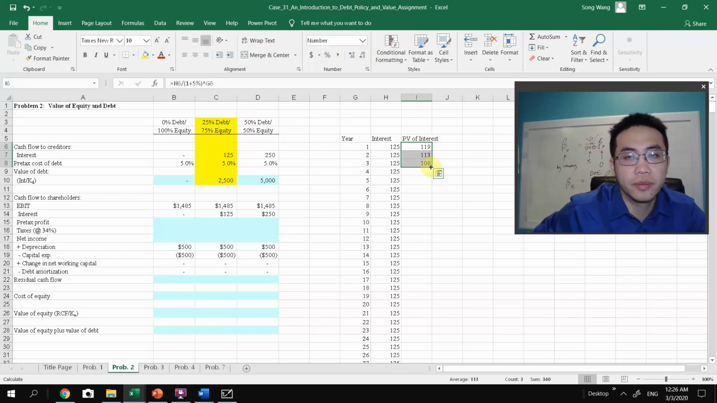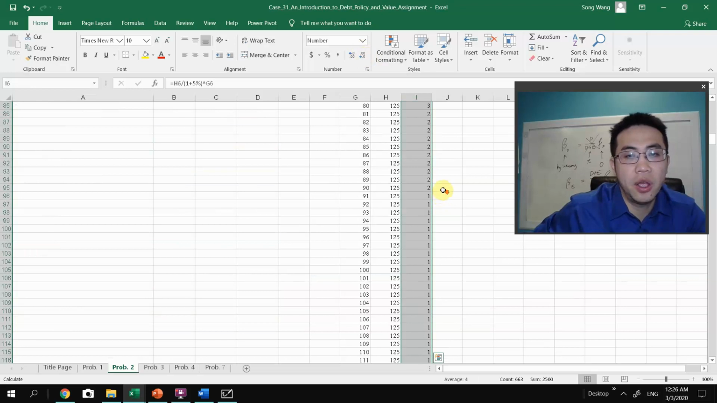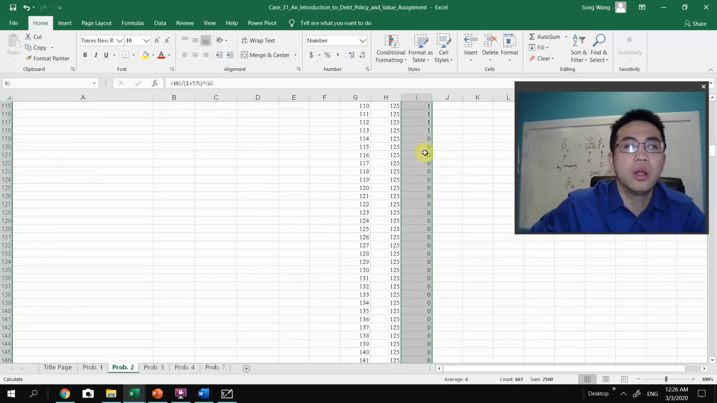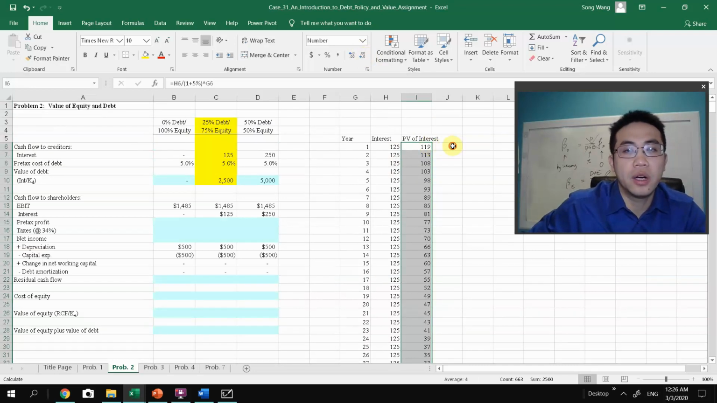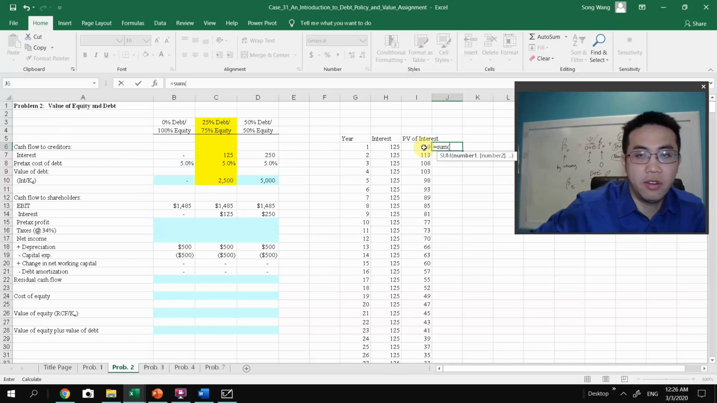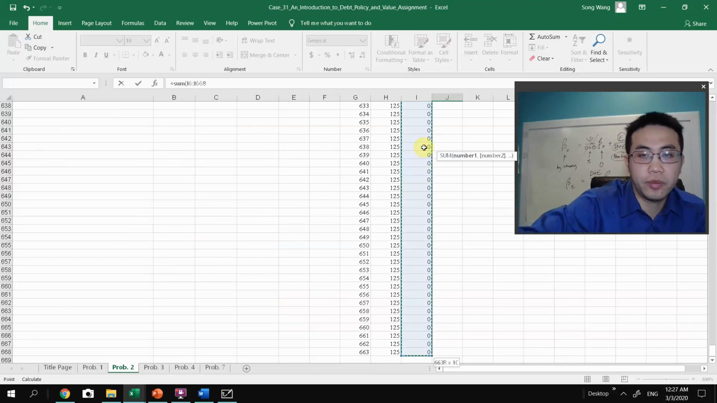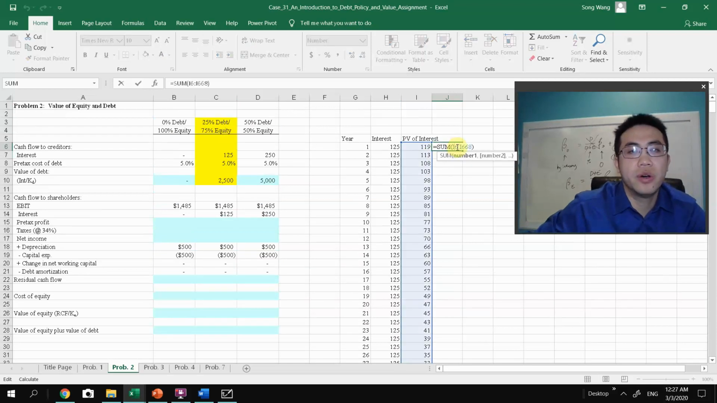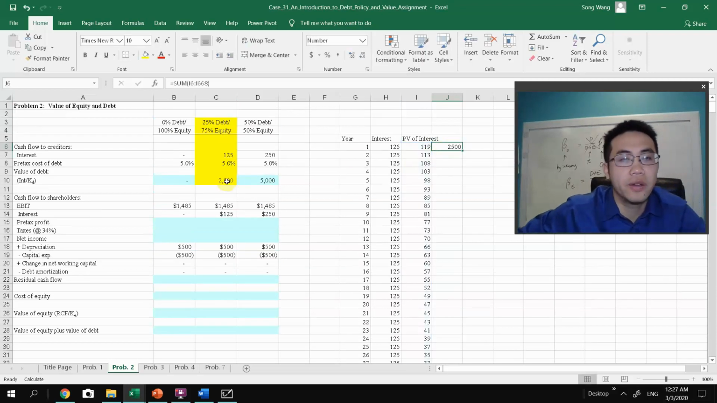Just decrease the decimal. As you can see, when I extend all the years, basically the $125 interest payment will shrink to a present value of 0, and all I need to do here is to add all of them, all the present value of interest all together. If I add all the zeros as I showed you, then it doesn't change my number, so I would get a total value of the debt based on the cash flow it generated as $2,500.